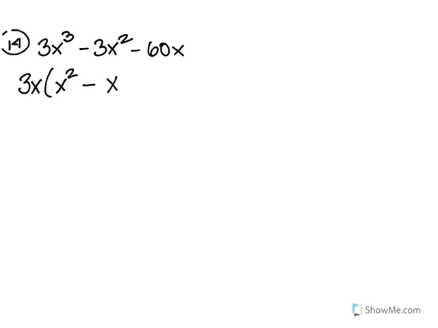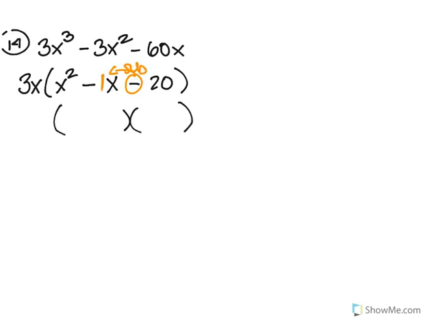14. You got 3x to the third minus 3x squared minus 60x. And what you got to do here first? GCF of 3x. Good. If you take it off, we have x squared minus x minus 20. And then you're not done because you can break down that parenthesis. We are subtracting to get that understood, negative 1.